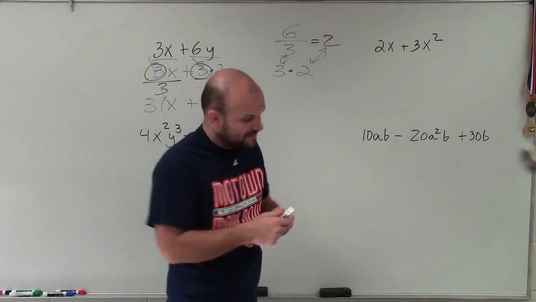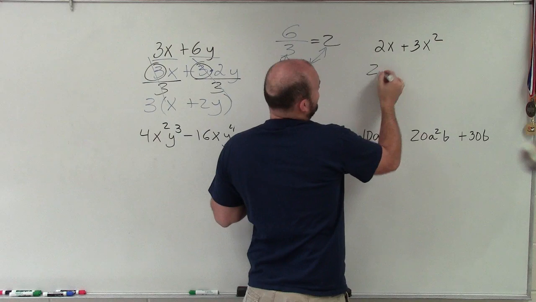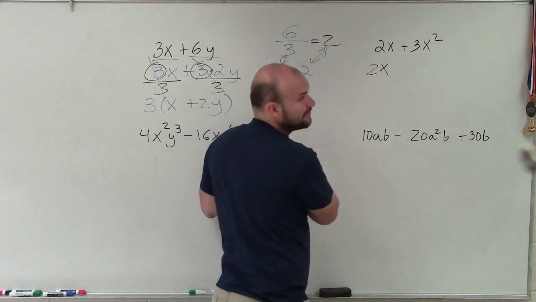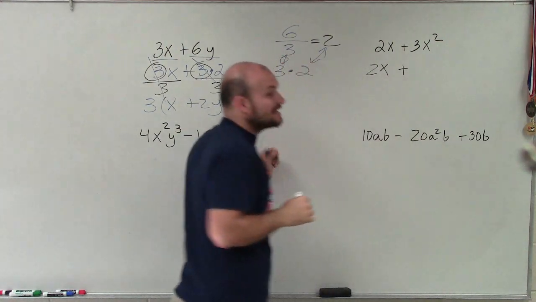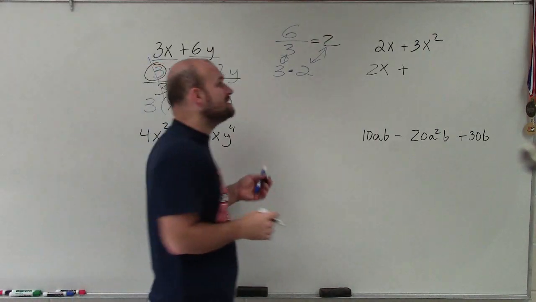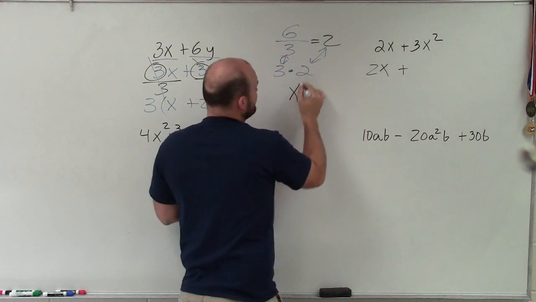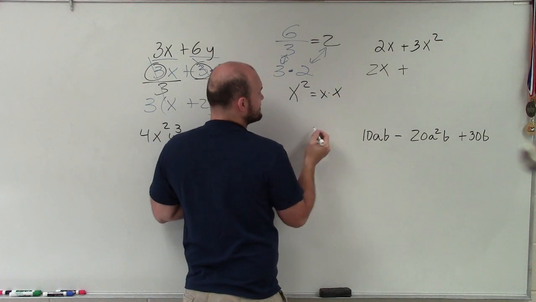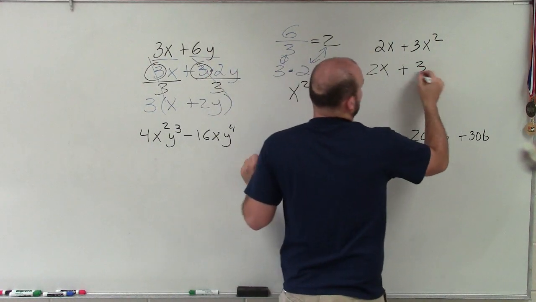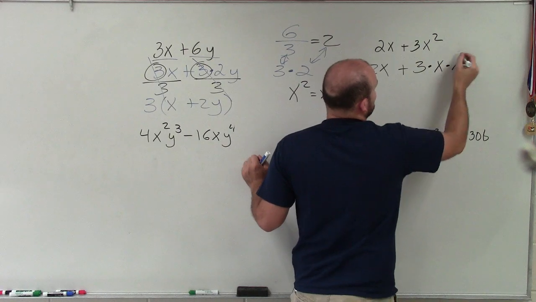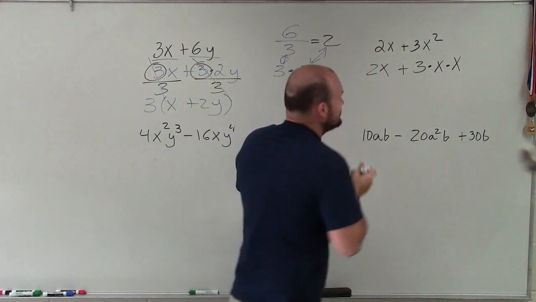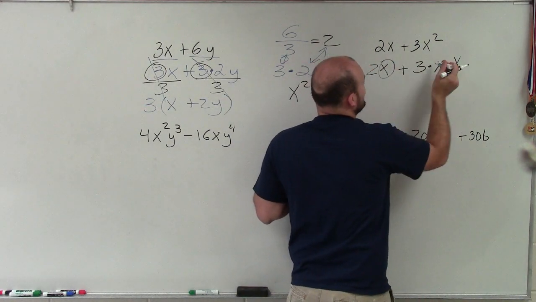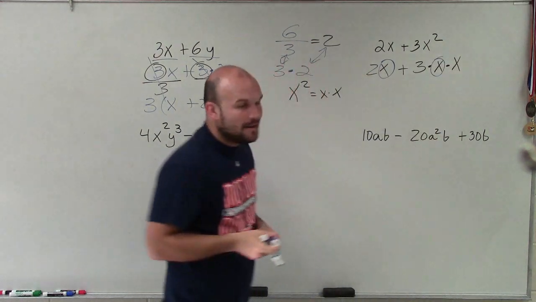So again, let's just factor them. 2x is prime. I cannot factor 2x, same reason as why 3x is prime. However, 3x squared is not prime because I can factor x squared. I can rewrite x squared as a product of its factors, x times x, right? So 3 times x times x. And then again, just like we did before, we see that there is a common factor, and that common factor is x.